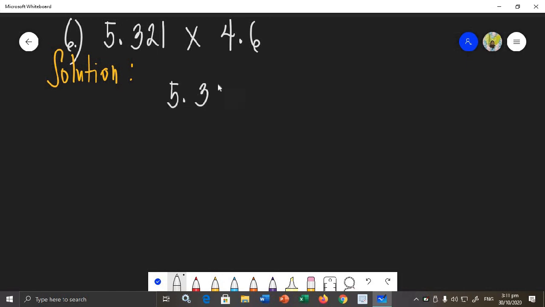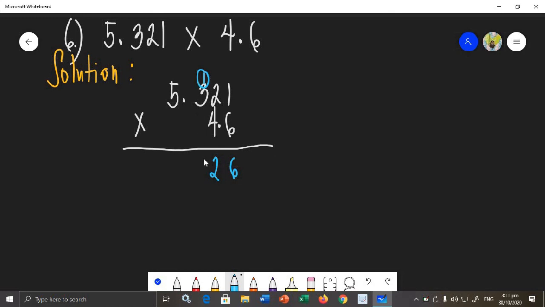So 5.321 times 4.6. Okay? And then, multiply na natin. 6 times 1 is 6. 6 times 2 is 12. We should carry 1 here. 6 times 3 is 18 plus 1. That is 19. Okay? 6 times 5, that is 30 plus 1.